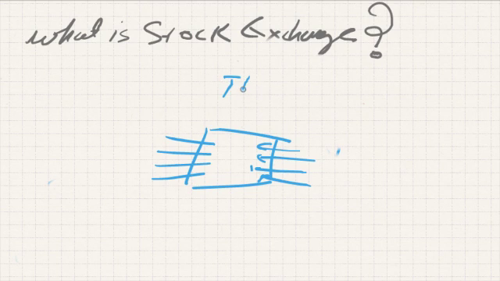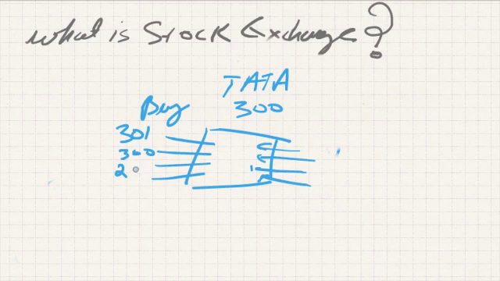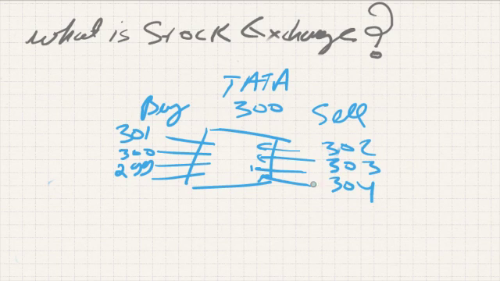Let's say Tata company shares were traded at 300 rupees each in the last trading session, and somebody wants to buy at 301, somebody at 300, somebody at 299. Likewise, a few sellers want to sell at 302, 303, 304. So all the buyers and sellers come to the stock exchange to buy or sell shares they hold, or to buy on the exchange for the first time. This is what is called an order matching system.